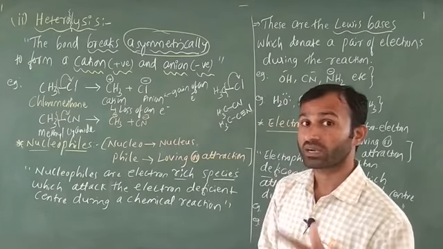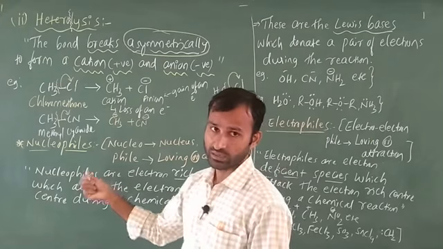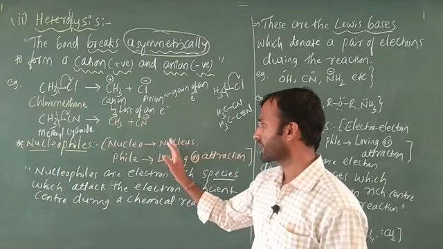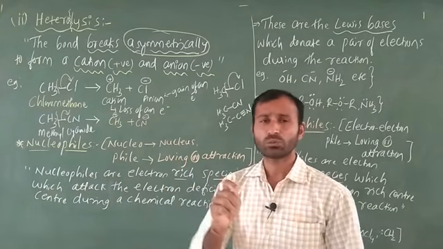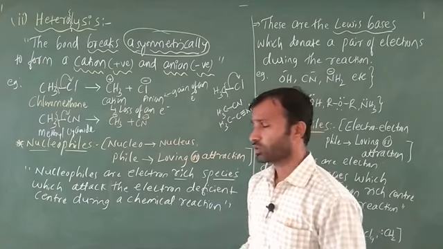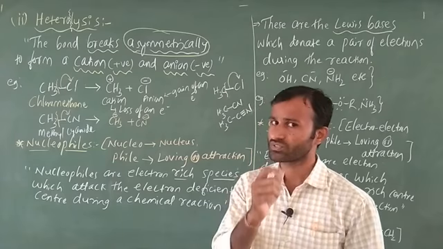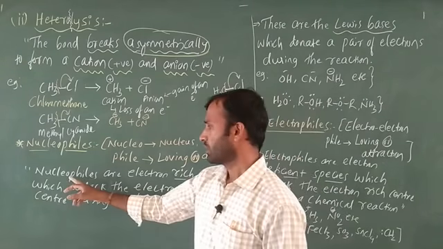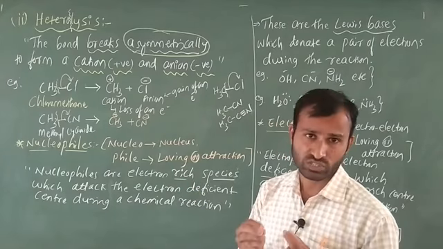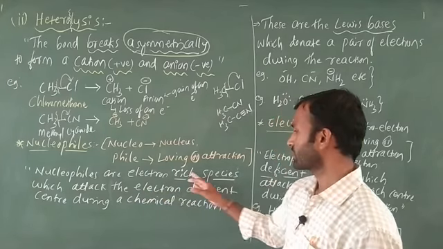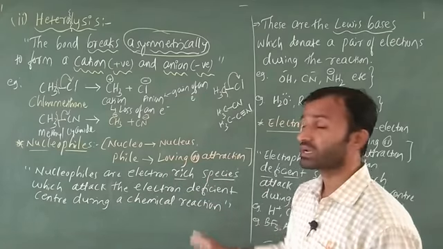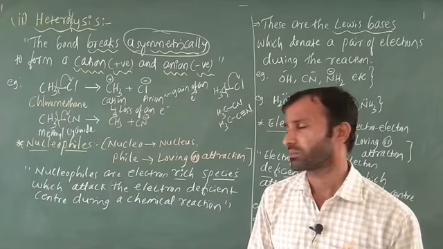The nucleophile is always negative charge. How are we going to remember? Negative, N. Nucleophile, N. Nucleophile is always what? Negative in charge. Where there is a negative charge, obviously that is an electron rich center. Okay, nucleophile is always an electron rich center. Okay, just here the definition. Nucleophiles are electron rich species which attack the electron deficient center during a chemical reaction. Very simple definition is there.